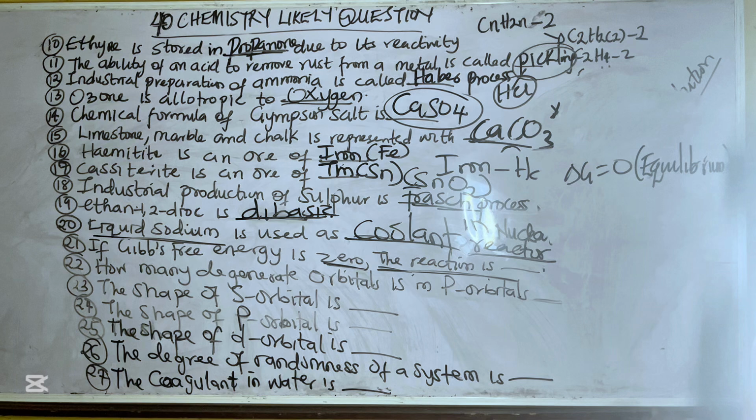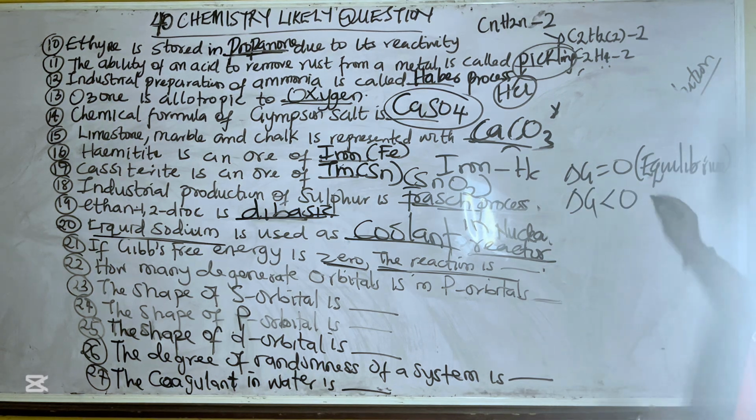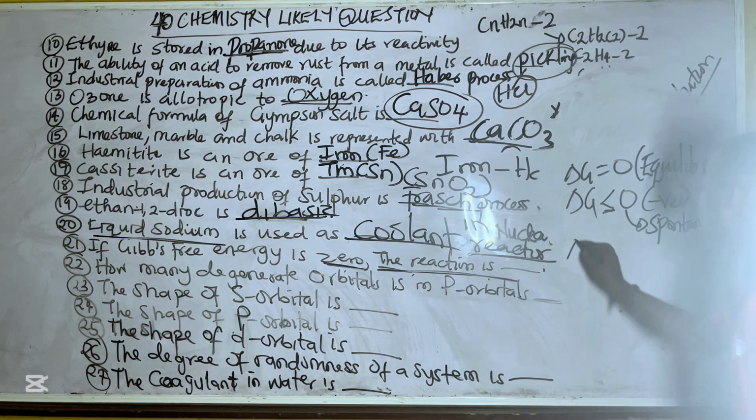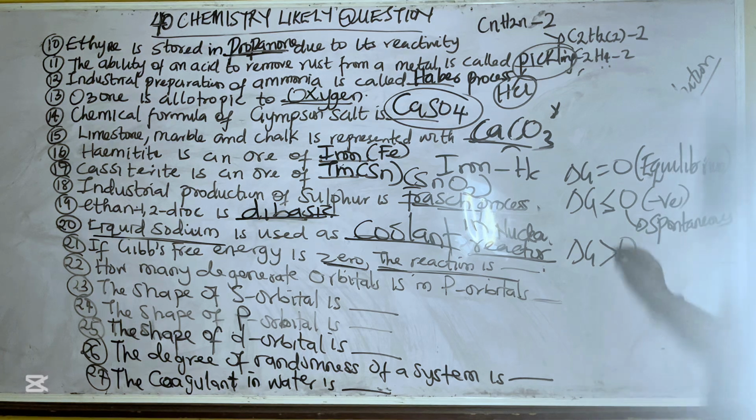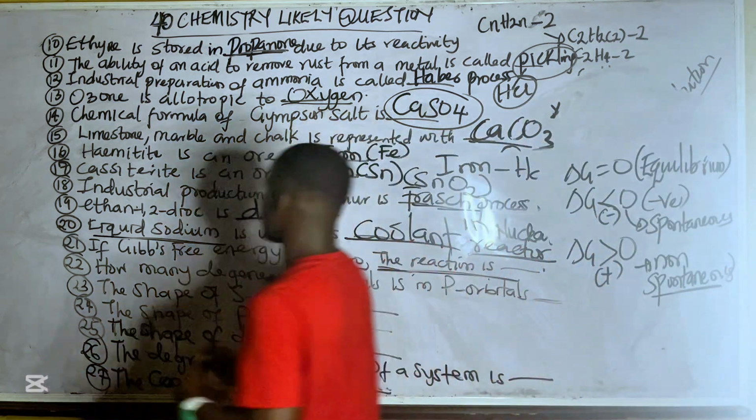Equilibrium. Let me teach you other ones. If the Gibbs free energy is less than 0, that means it is negative. It shows that the reaction is spontaneous. And if the free energy is greater than 0, that means we are positive, and the reaction is non-spontaneous. There's a reason for all of this, but I'm not dwelling on that, just take note of it.